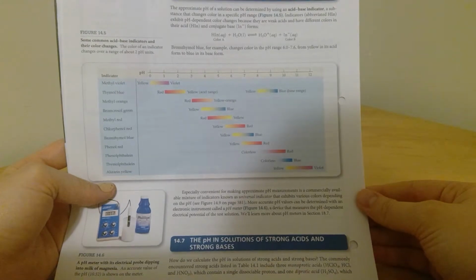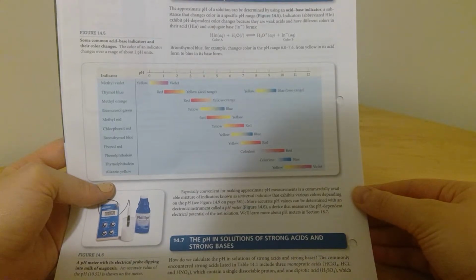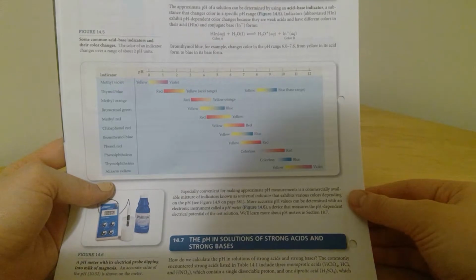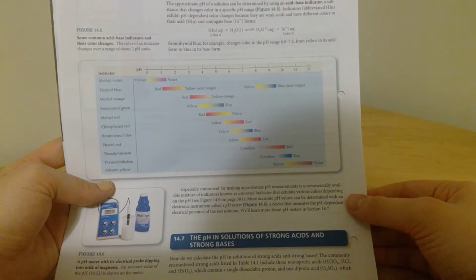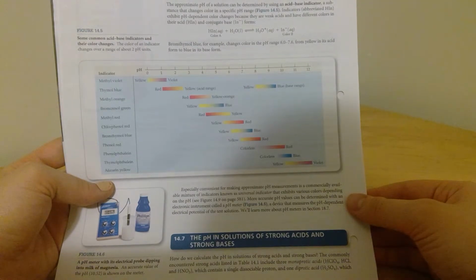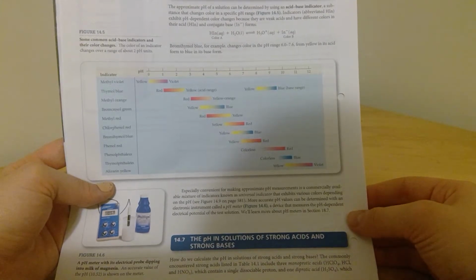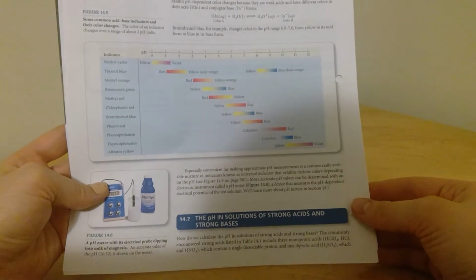Especially convenient for making approximate pH measurements is a commercially available mixture of indicators known as the universal indicator that exhibits various colors depending on the pH. More accurate pH values can be determined with the electrical instrument called a pH meter, a device that measures the pH dependent on the electrical potential of the test solution. We'll learn more about pH meters in 18.7.